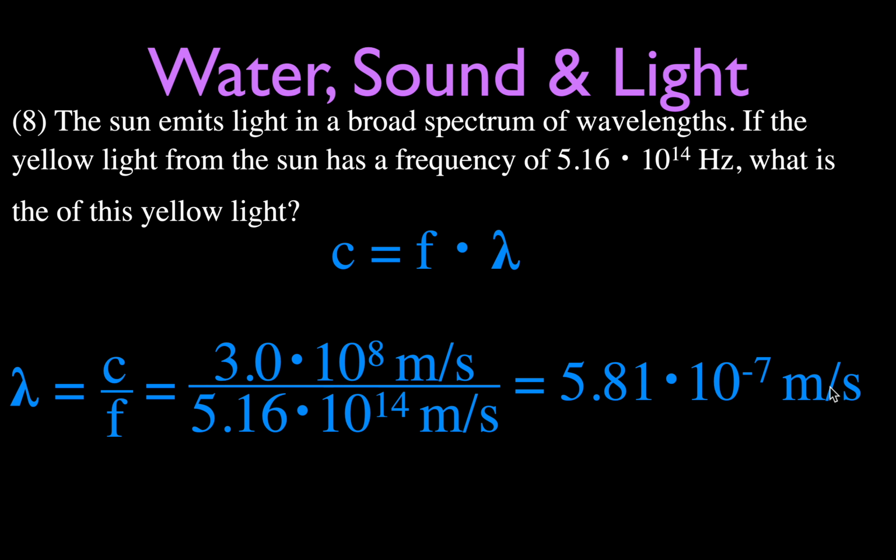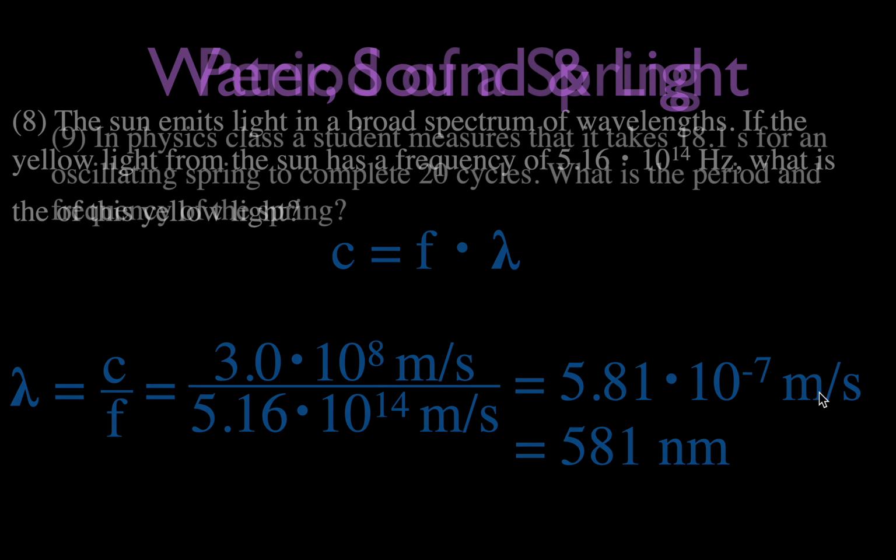Okay, this should be meters here, not meters per second, of course. This should be meters. And then that would give us a wavelength of 581 nanometers. That's the approximate color of yellow light. All right, so now we've done the pendulum problems, and now we've done the water, sound, and light wave problems, and now we're going to do the mass oscillating on a spring.